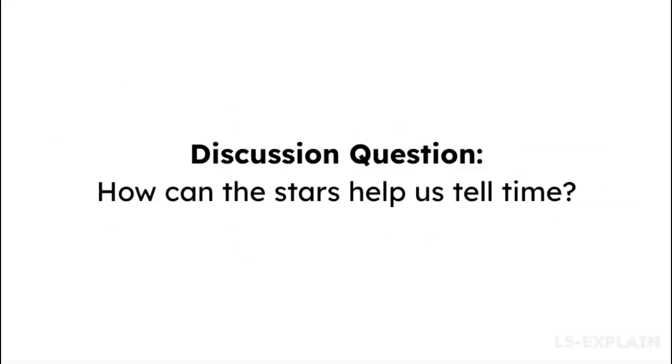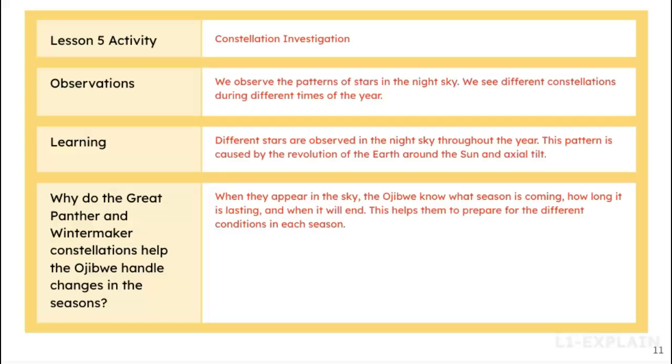In the Explain portion of the lesson, students will engage in a class discussion. You'll invite them to gather and analyze their observations from the investigation. You'll use the provided questions to guide the discussion around how can the stars help us tell time. The goal of this class discussion is to use the students' observations to help them explain why some constellations can be seen all year, while others are only visible at certain times. You will use the discussion to create the Lesson 5 summary chart.